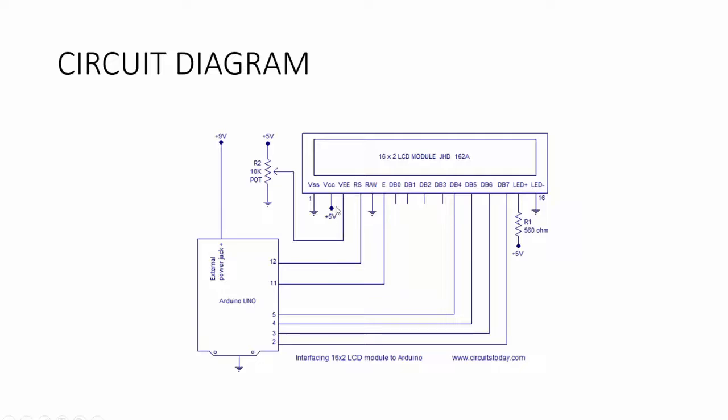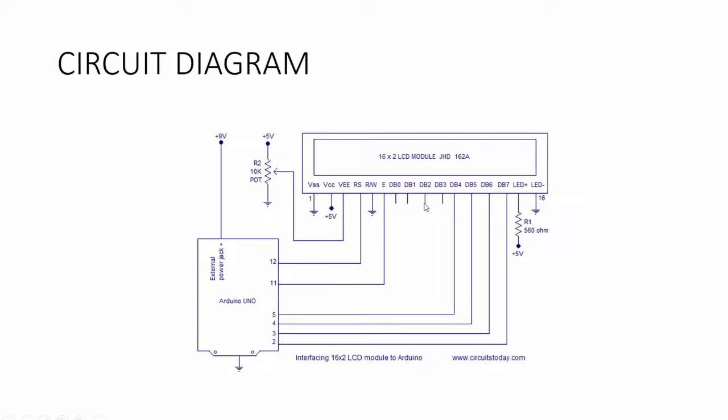Then VCC, 5 volt, is given. VE is the contrast controller; as I already said, it is connected to the potentiometer to vary the contrast of the display. Here we connect one resistor to the potentiometer. Then register select is connected to the 12th pin. Read and write should be grounded. The enable pin, as I already said, is connected to high. So the enable pin is connected to the 12th pin of the Arduino.